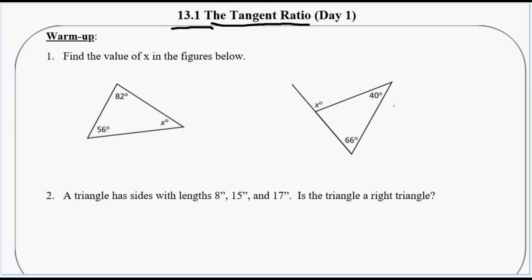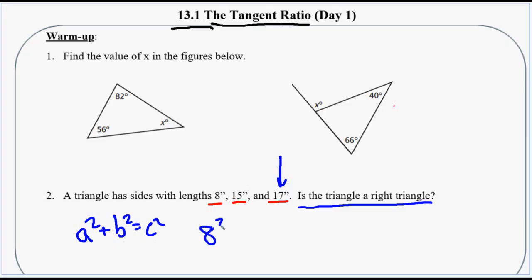Okay, in the second warm-up, we got a triangle with sides of 8, 15, and 17 inches. They're asking us, is it a right triangle? If it is a right triangle, it will have a hypotenuse. The hypotenuse is always the longest side, and that is always represented by c in a squared plus b squared equals c squared. So what we're going to do is add 8 squared and 15 squared and see if it is equal to 17 squared.